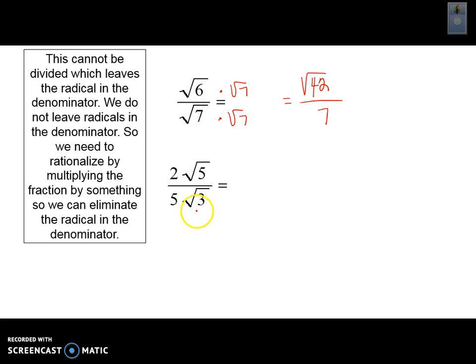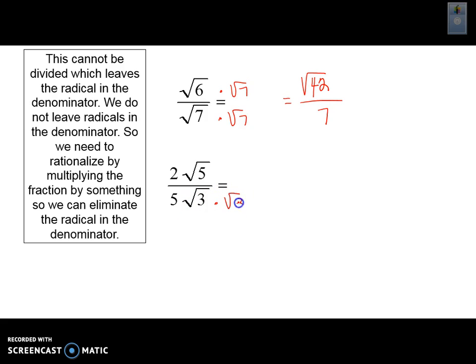In this next example, we throw in some coefficients. So 2 over 5 is in simplest form. Square root of 5, square root of 3 is also in simplest form. So when we go to multiply, we only multiply by the radical.